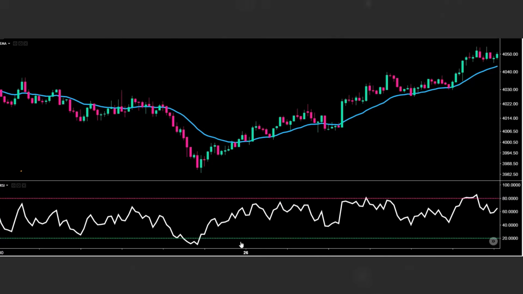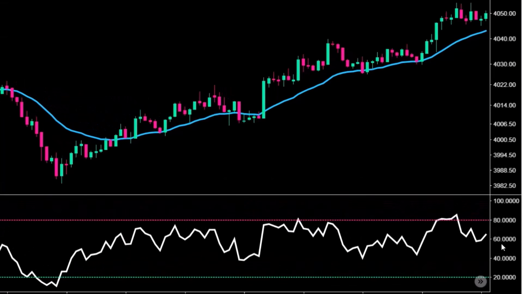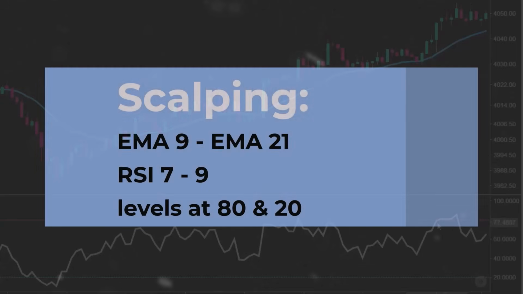Because the RSI moves so fast in scalping, we also need to adjust our overbought and oversold levels. Instead of the standard 70 and 30, I recommend using 80 and 20. This helps you avoid fake signals. In scalping, we only want to look for extreme momentum. So for scalping, the simple setup is EMA 9 or EMA 21 and RSI 7 or 9 with levels at 80 and 20. This setup helps you catch quick momentum changes, and it's exactly what we need in fast markets.